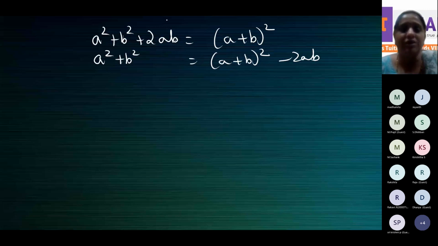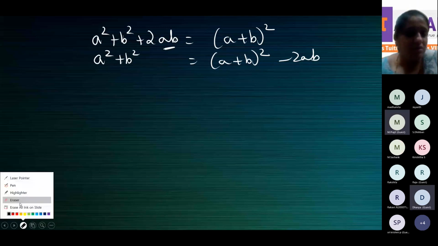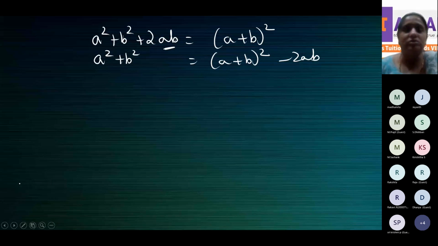You can remember this. This is the identity which you know: a square plus b square plus 2ab is equal to a plus b the whole square. When you transpose this, a square plus b square is equal to a plus b the whole square minus 2ab. Correct, children? Yes or no, children? Understand? Yes, ma'am. All right. So now you can use this also. So what is a square plus b square? It is a plus b the whole square minus 2ab.